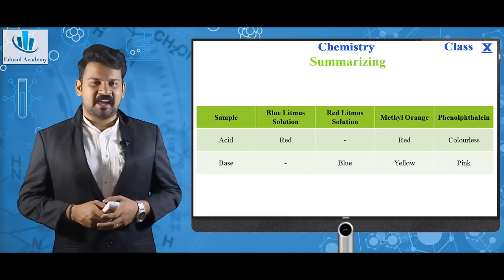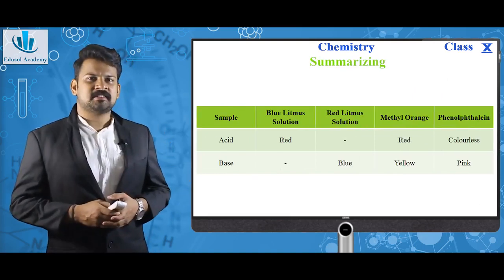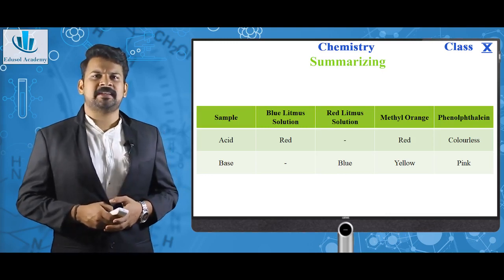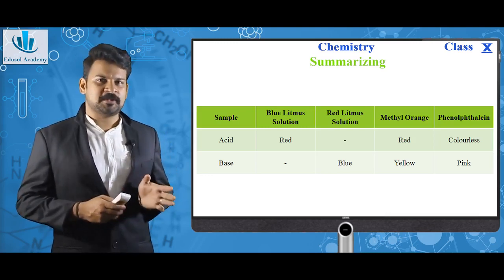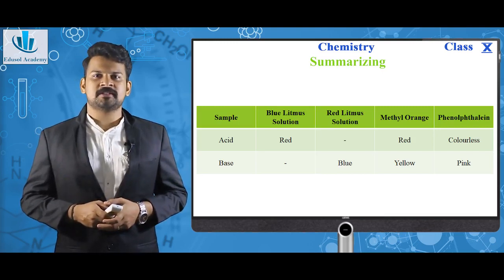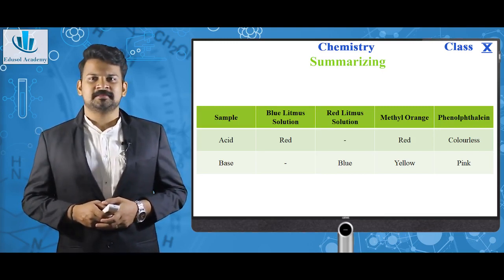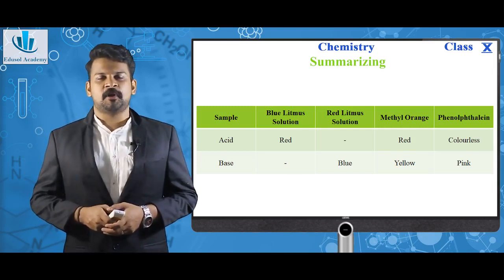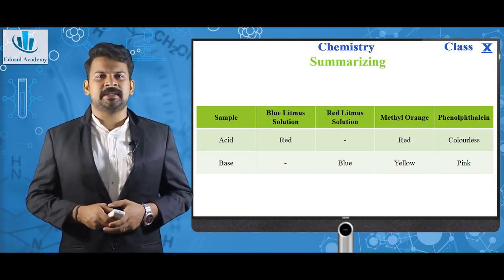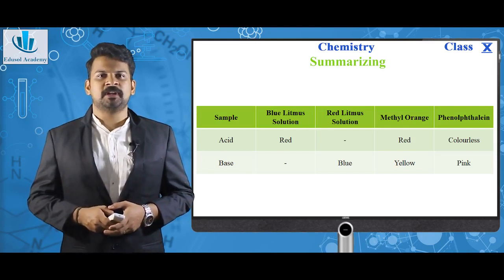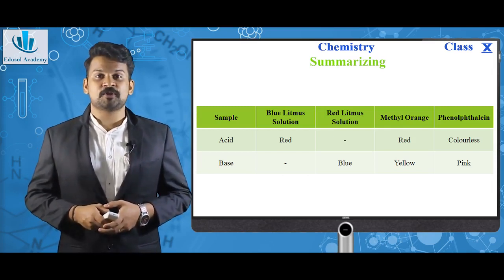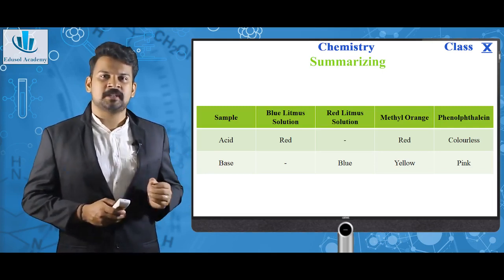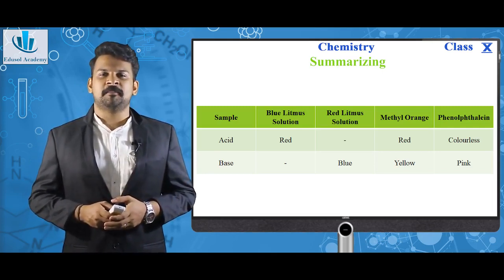Summarizing the topic, as you can see, an acid turns blue litmus red. It does not have any characteristic change in red litmus solution. In methyl orange, acid turns red. In phenolphthalein, acid is colorless. Similarly, for a base, it does not show any characteristic change in blue litmus solution. In red litmus solution, it turns blue. In methyl orange, it is yellow. And in phenolphthalein, a base is pink.